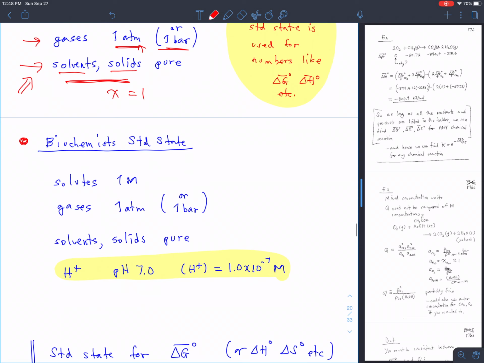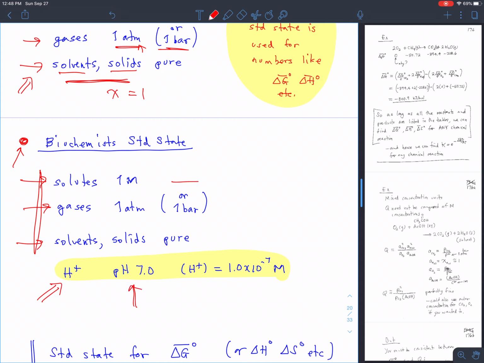However, when biochemical processes are the context for a calculation, very often this other standard state, called the biochemist standard state, gets used. It's the same as the chemist standard state. Solutes are all assumed to be at 1 molar concentration. Gases are at 1 atmosphere or 1 bar. Solvents and solids are pure, except for hydrogen ions, and those are assumed to be at pH 7.